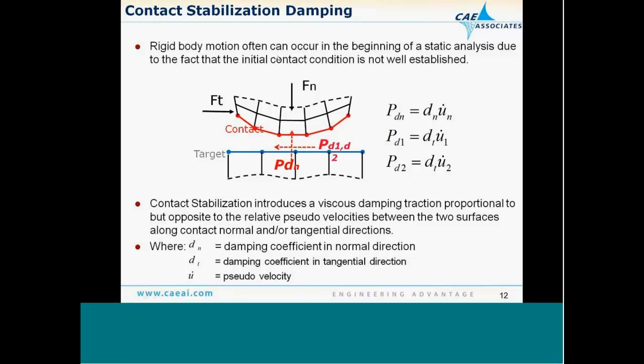So just a little more of what this contact stabilization damping does. It essentially puts in a damper both in the normal direction and the tangential direction. And that damper is a function of pressure over velocity, where the velocity is a pseudo-velocity, because this is generally used for static analysis. So it's allowing Ansys to eliminate this ping-pong type action, or one part running through the other part.